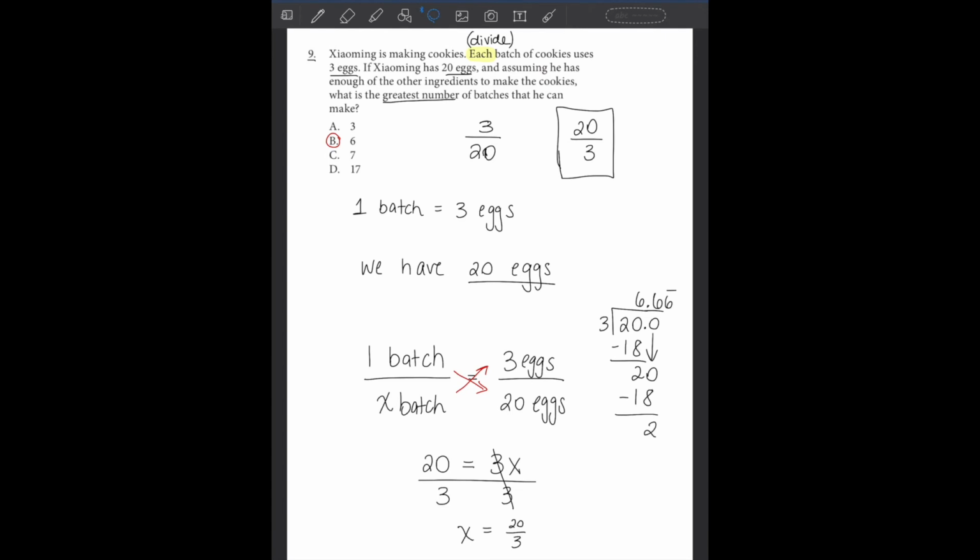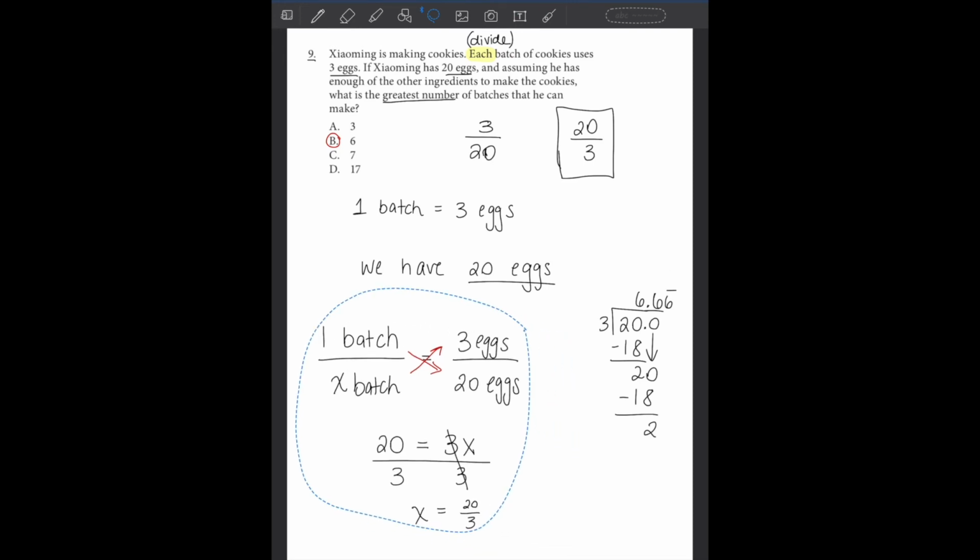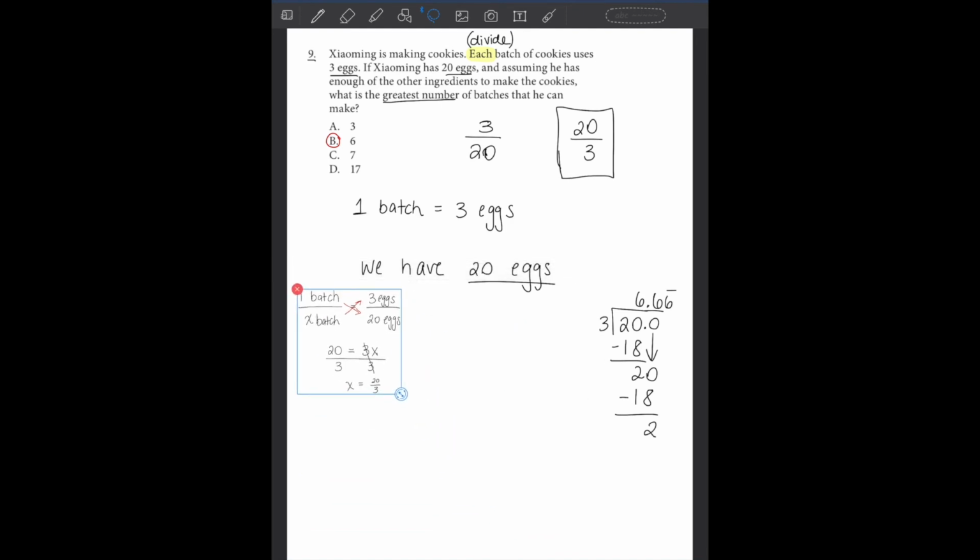Side note, if you wanted to do the proportion a different way, you most definitely could have. I'm going to keep this in the corner over there. This is one way. Another way you could have done it, which would have been perfectly fine, is if you put 3 eggs down here and the batch over here. You see that the batch and the batch are still lined up, and the eggs are still lined up. And one batch goes with 3 eggs, so this is still lined up with each other.